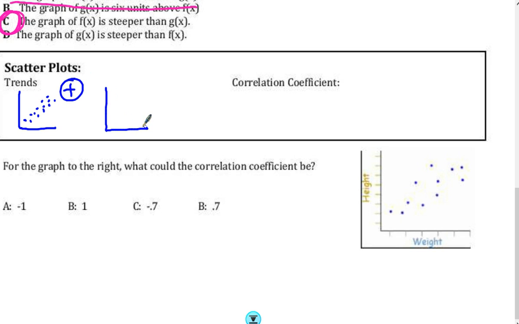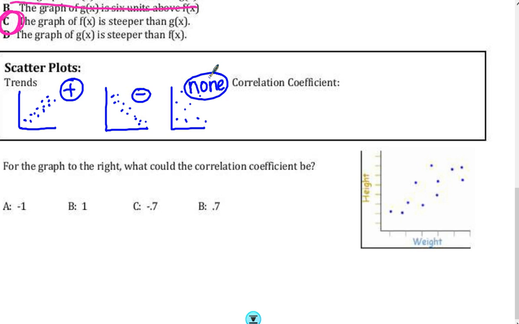All right, then we have a negative trend if it looks like this. This is a negative trend. And then there's one more correlation trend. Which one is it? And hopefully you remembered, that is when there's no correlation. If I just have points all over the place, there's going to be no correlation, or none. Positive, negative, and none. All right, cool.